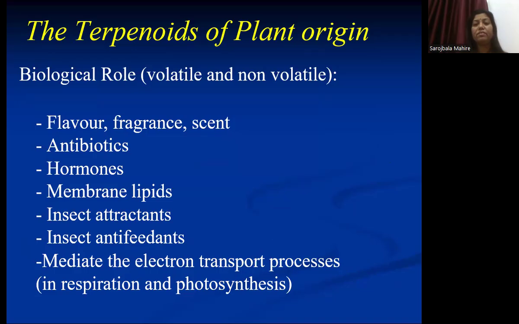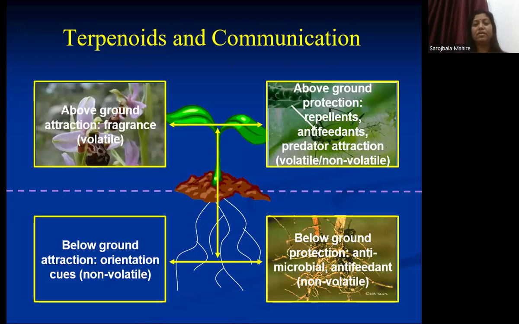The terpenoids of the plant have biological roles, both volatile and non-volatile. Terpenoids are used as flavoring agents, for fragrance, and as antibiotics. They are also used as hormones, as membrane lipids, insect attractants, antioxidants, and they mediate electron transport in respiration and photosynthesis. So terpenoids and their communication is given here.